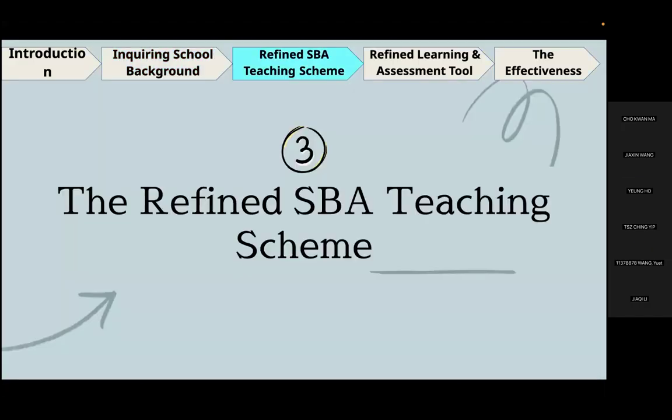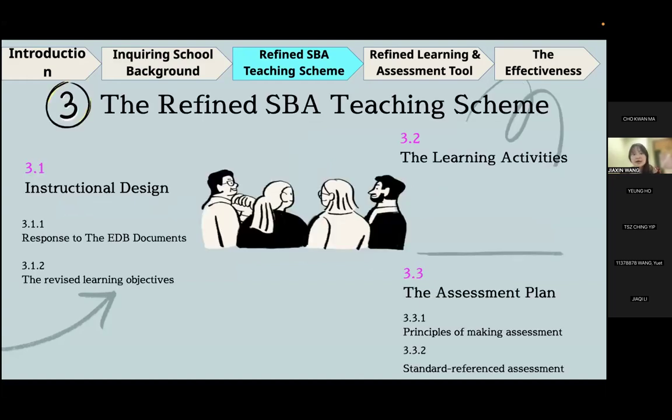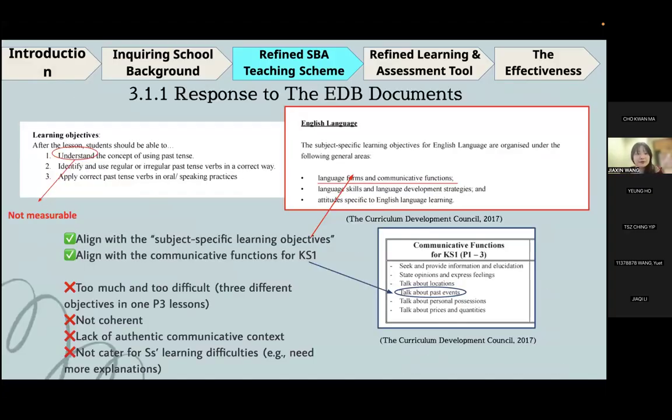Okay, so now we come into section 3, the refined SBA teaching scheme. Next, please. So this is the content of our section 3. Next, please. And first of all, we're going to respond to the EDB document.